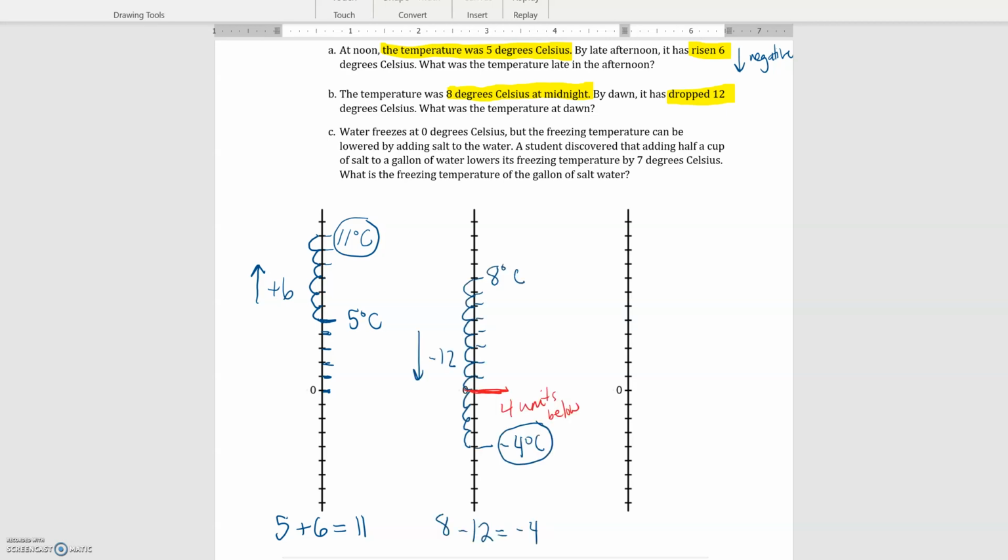Here is what you should have drawn for the second thermometer. You should have labeled 8 degrees, 8 units above 0. You should have counted 12 units down because the temperature is dropping. So you should have counted 12 times down the number line. And then your final answer should be -4 because compared to the 0 on a thermometer, you are 4 units below the 0 level. Therefore, 8 minus 12 gives you -4.